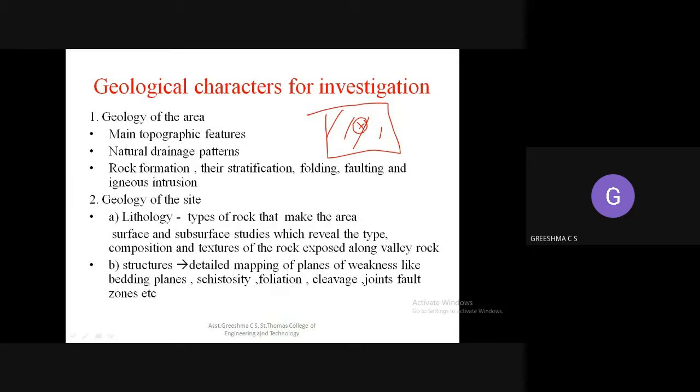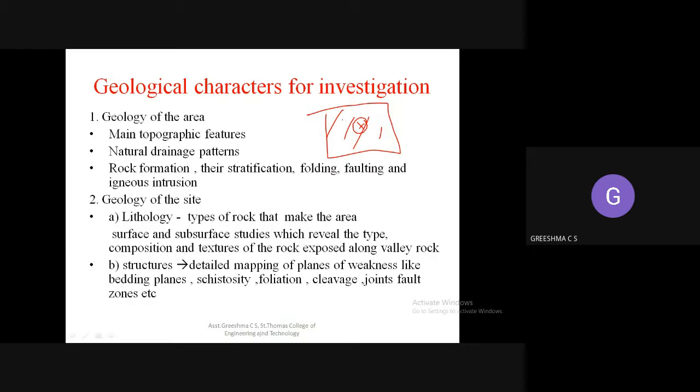lithology. Lithology basically means the study of rocks. That means what kind of rock it is, what kind of material is composed in the rock, what is the chemical composition, what is the surface of the rock, what is the subsurface of the rock, what is the texture of the rock, what is the composition, how it arrived, what is the origin of this rock. So everything I have to study in detail. That is lithology.